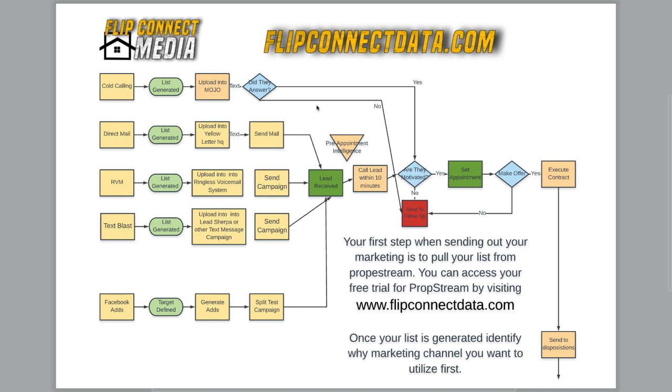But our ultimate goal is to begin with the end in mind, right? We want to have a clear process laid out before we even start marketing to these people. That's important. So we're generating a list inside of PropStream. There's your free access code there. And we're deciding where we want to go.